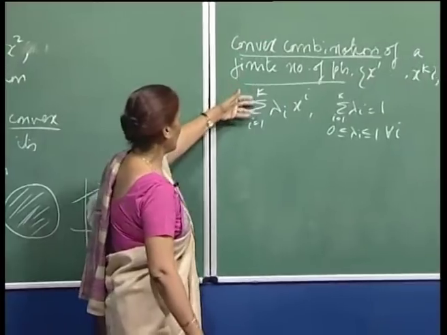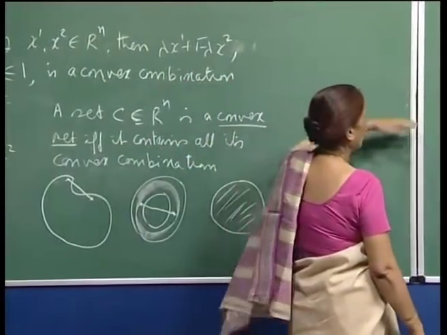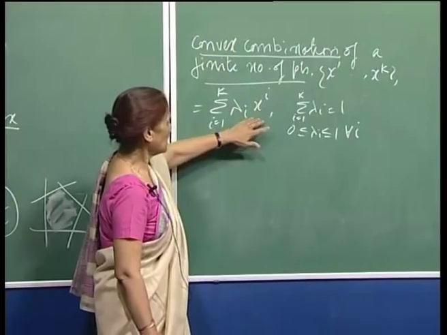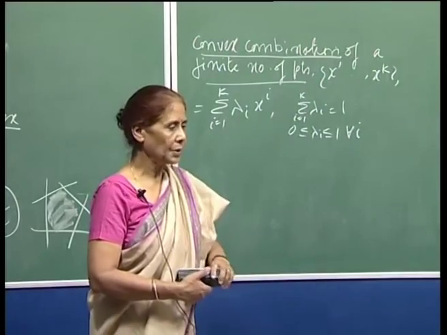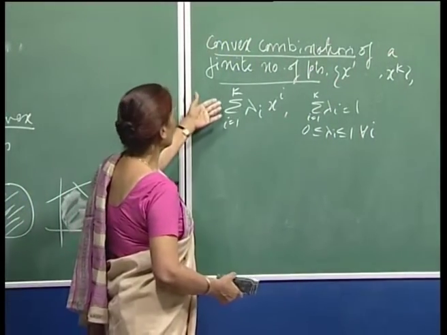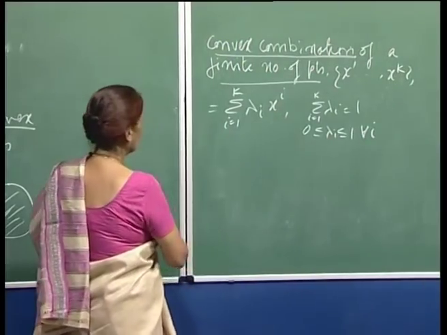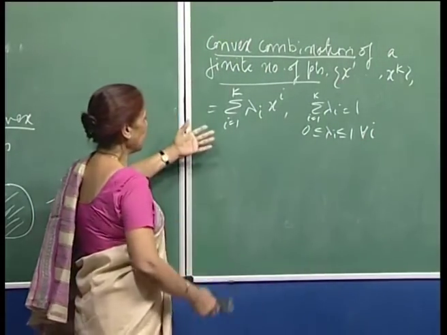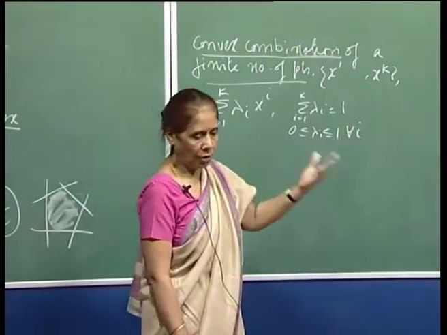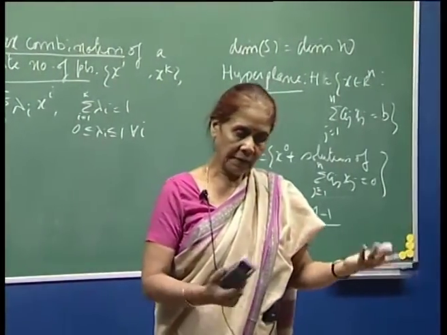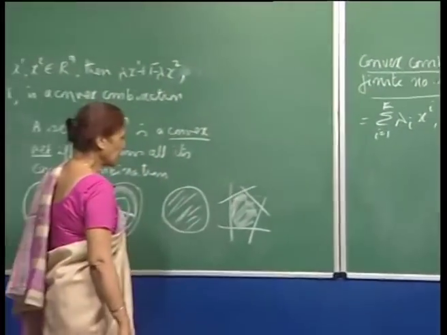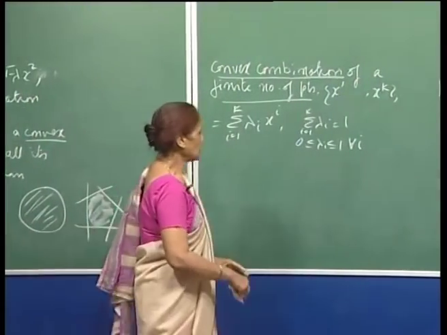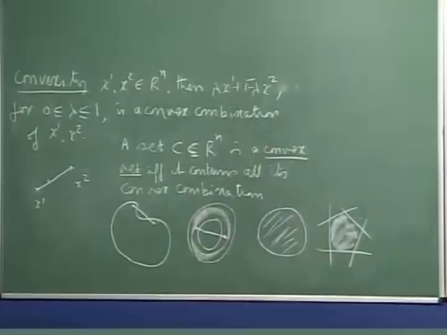For example, when k is 2, I get a convex combination of 2 points, and if k is more than 2, then I get this. So the lambdas must add up to 1, and they must all lie between 0 and 1. This is the convex combination of finite points, and you can see that this is more general. If a set contains all possible convex combinations of a finite set of points in the set, it is convex, and vice versa. By iteratively using this definition, you can show that the two concepts are the same. So this gives you another way of defining a convex set.